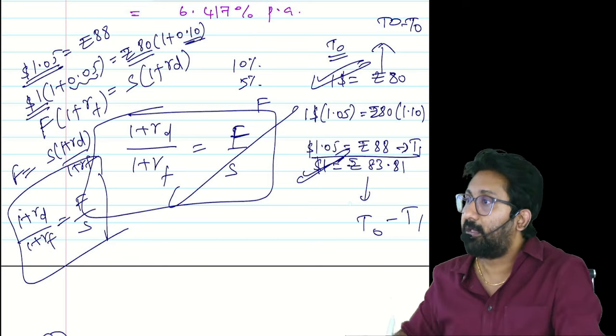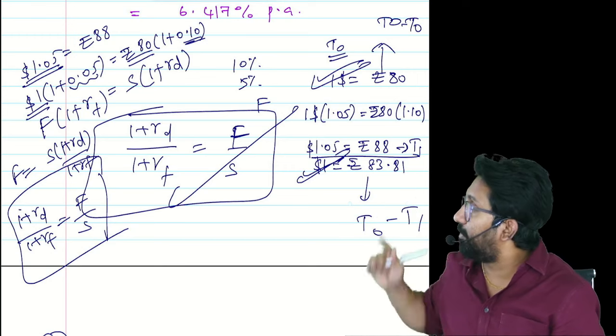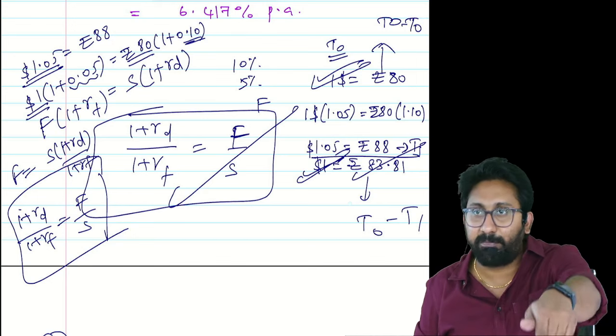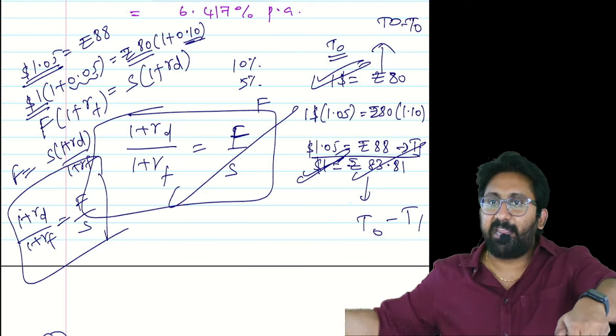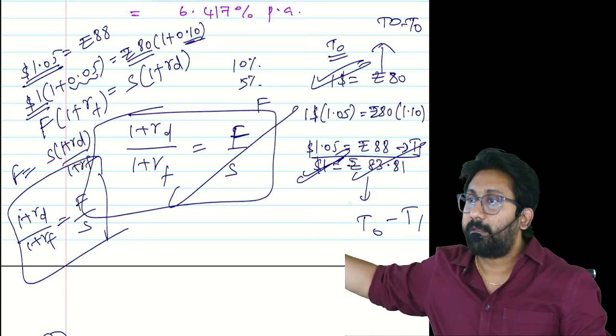If I would have done that, my amount would have become 88, then the rate would be 83.81, correct? The bank will directly give this rate. Really you didn't deposit in USA, really you didn't deposit in India. If you do like that, what is the net rate?